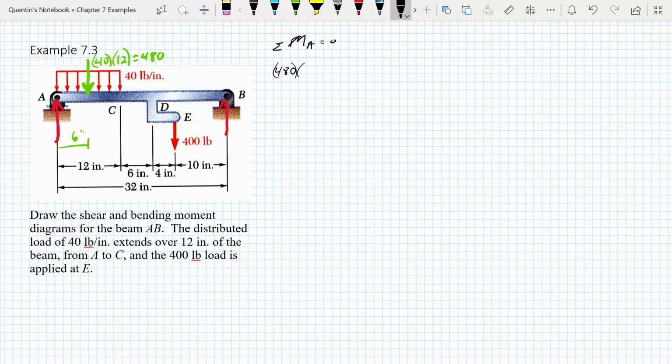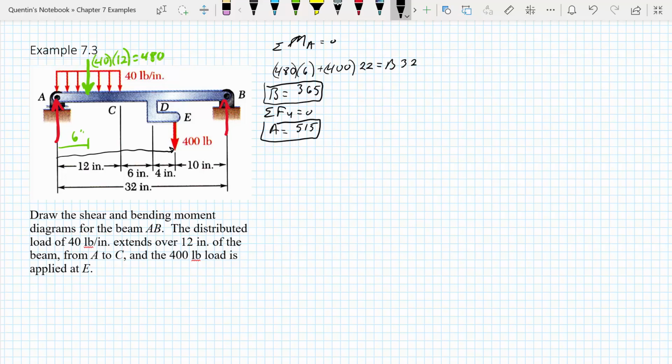480 times 6 plus 400 times the distance from here all the way over to here, which is 12 plus 6 plus 4, that's 22, is equal to B times 32. So therefore B is equal to, if I'm not mistaken, 365. And when I take the sum of my forces in y equals 0, it's going to tell me that A is equal to 515.